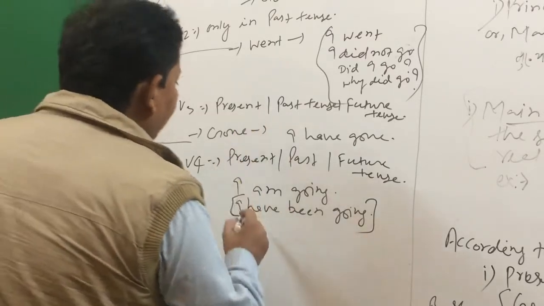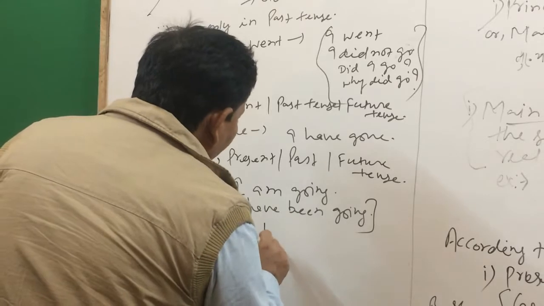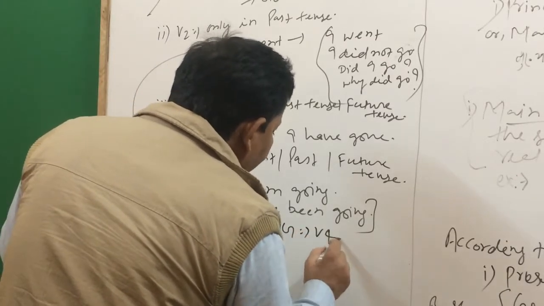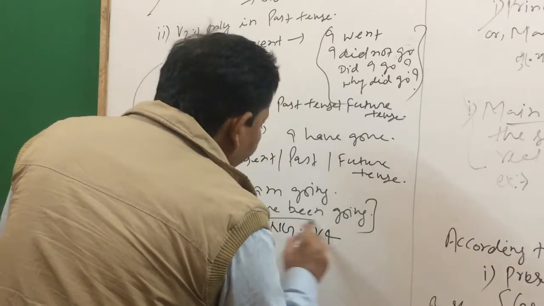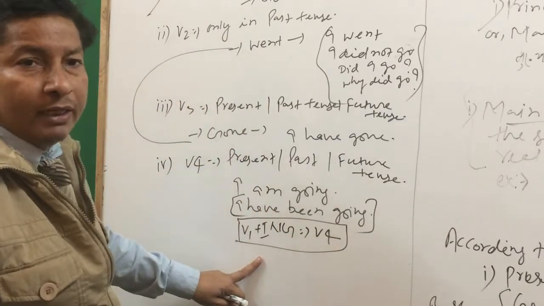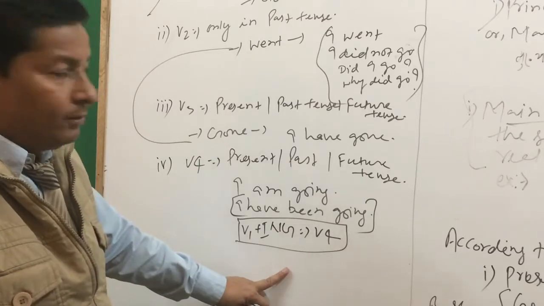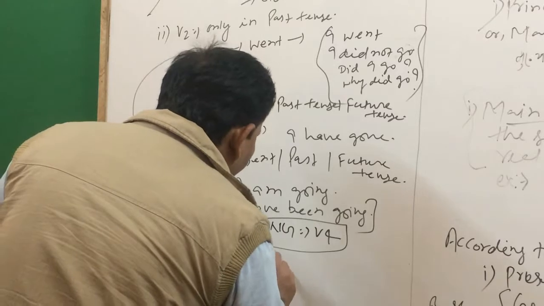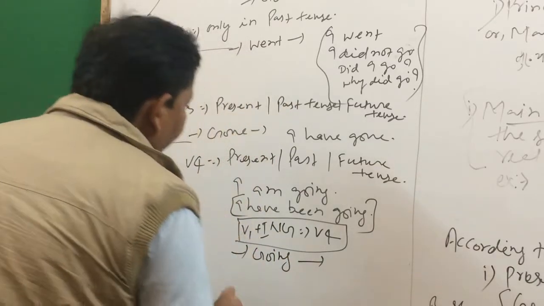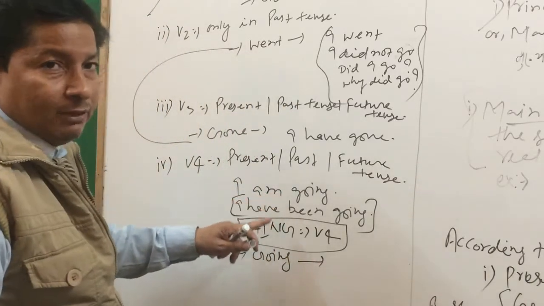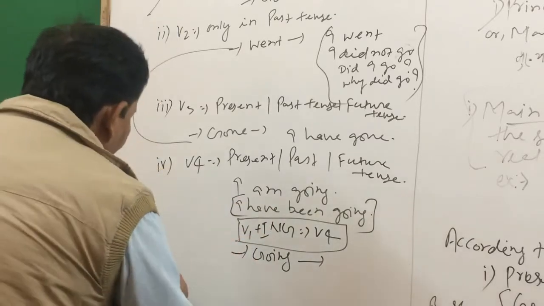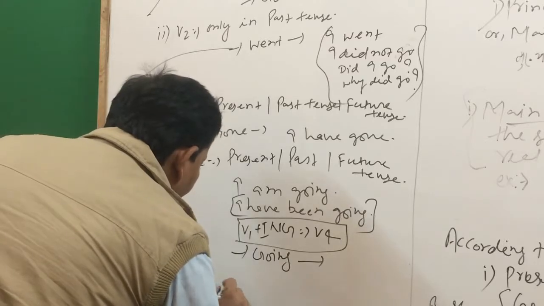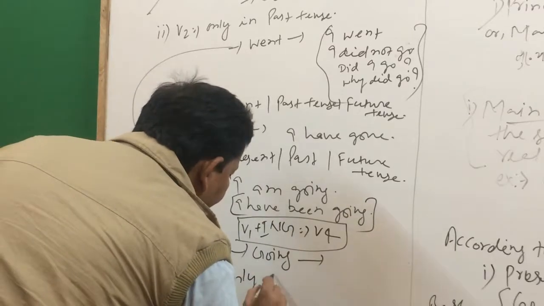Here the example, see बनाते कैसे हैं, तो V1 plus ing. V1 plus ing is called V4. It's quite simple for you all, V1 plus ing, right? So we can say here going. I have given example of continuous as well as perfect continuous. Now the fifth one, very interesting, that is called only in present tense.